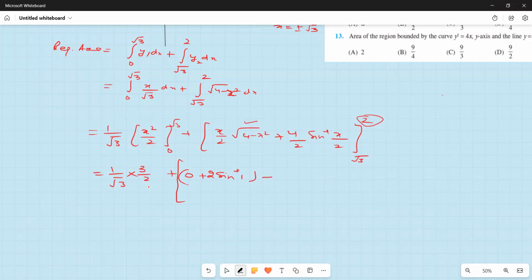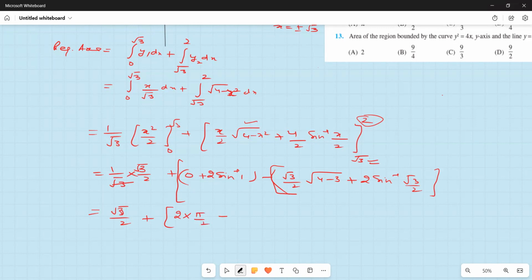This is your upper limit. Now let us put the lower limit. So this will be root 3 by 2 root of 4 minus 3, right? Put the value of x as root 3. So this is 4 minus 3 and this is root 3 by 2. Plus 2 sine inverse root 3 by 2, right? So as this root 3 will cancel this, root 3 will come over here. So this is root 3 by 2 plus 2 sine inverse 1. Sine inverse 1 is pi by 2.